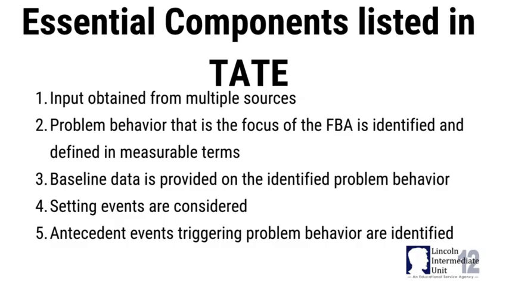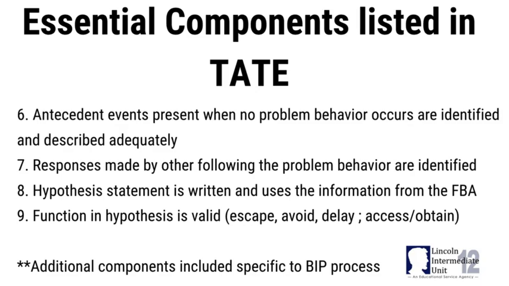Four, setting events are considered and identified if there's a predictability in the pattern of a certain setting event. They might not always be there, but we considered it. Five, antecedent events triggering problem behavior are identified and described accurately. Six, antecedent events present when no problem behavior occurs are identified and described adequately. So this is interesting because not only are we going to describe the antecedents when the behavior does occur, but when we see those same antecedents happen and then the behavior doesn't occur, we're making note of that too.